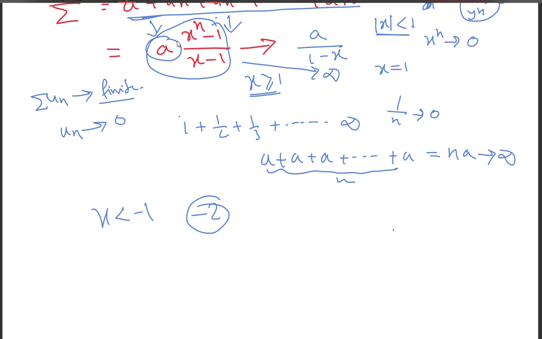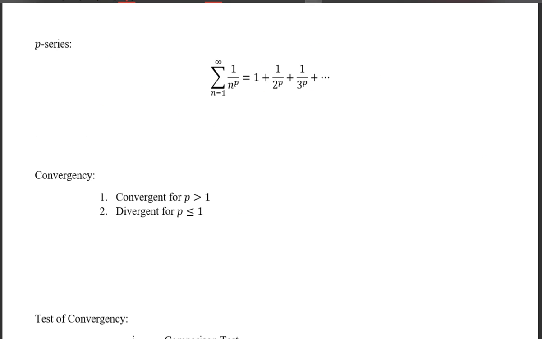So that's why it oscillates between minus infinity and infinity. That's why it oscillates infinitely. Let me go to the next slide, otherwise I will not be able to complete.